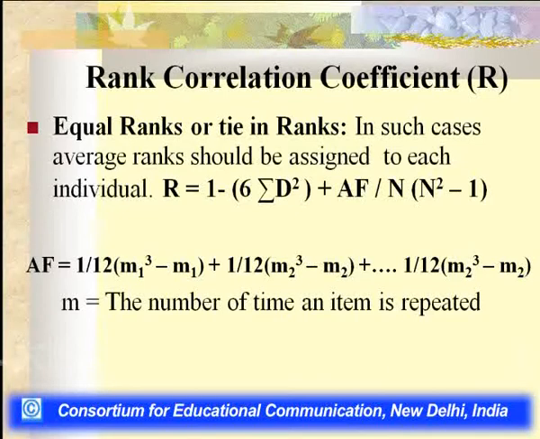So then the formula of the average ranking would be extended to 6 terms. As in this example, we have a rank repeated 3 times. So we have AF is equal to 1 upon 12 (m1 cube minus m1) plus 1 upon 12 (m2 cube minus m2) plus 1 upon 12 (m3 cube minus m3). So m is the number of times an item is repeated.